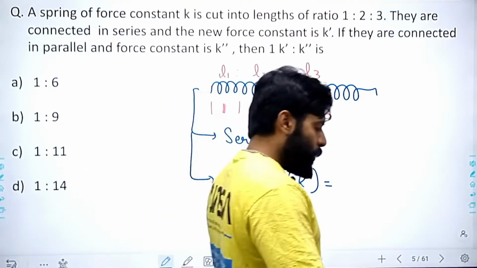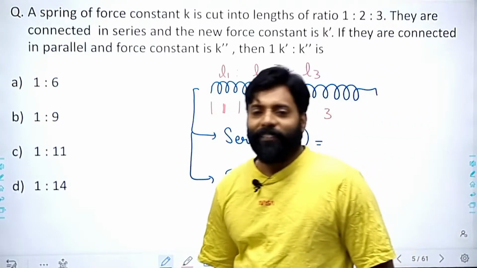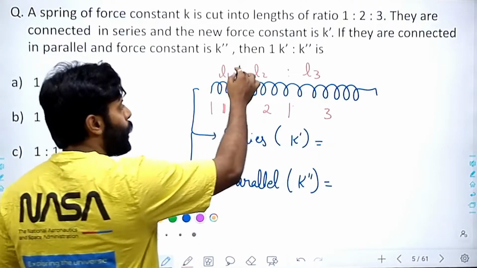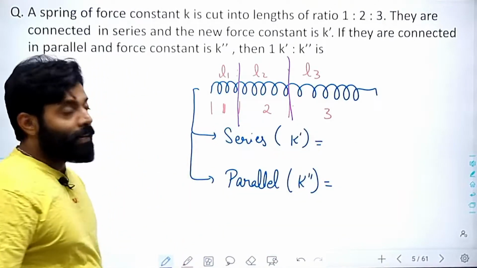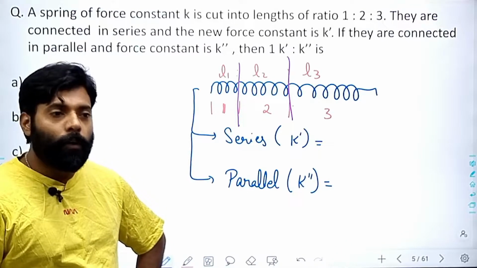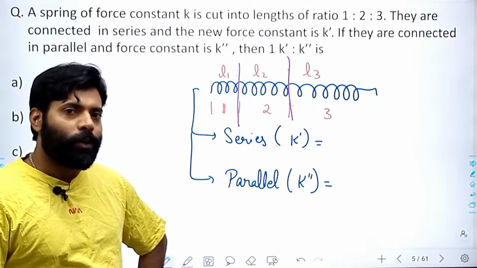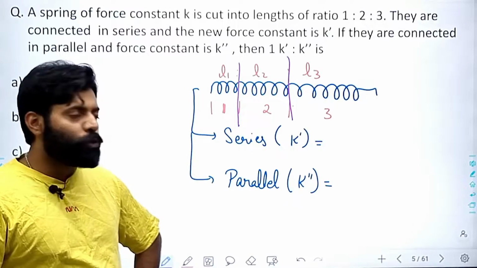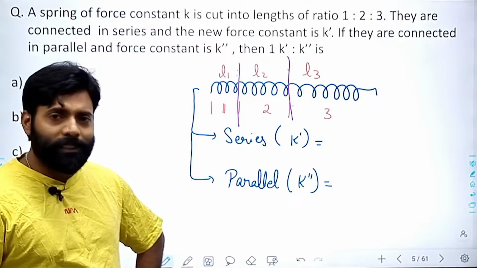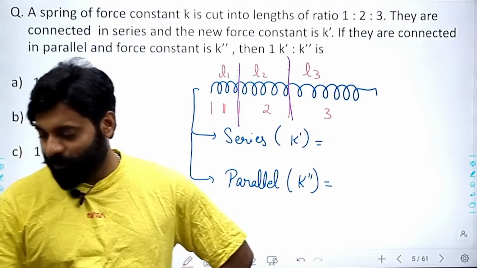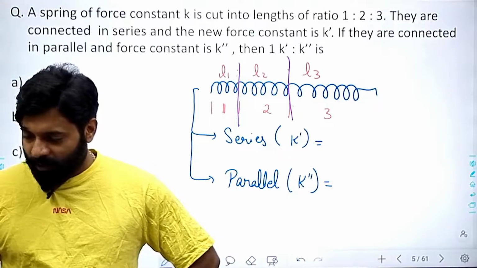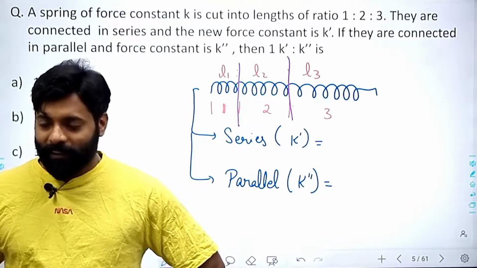So now tell me one question. If I am cutting this spring into 3 parts, 1, 2 and 3, if I am cutting it into 3 equal parts, then what will happen? Will the spring constant increase or decrease? And when I am joining these in series, what will happen? Will the spring constant become the same or will it change? Do let me know what will happen.